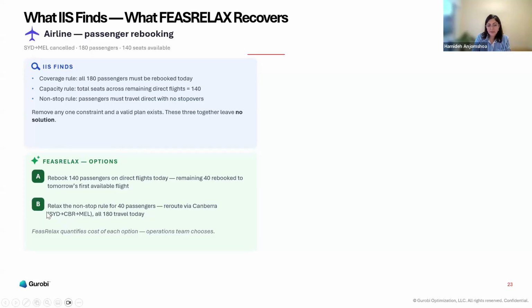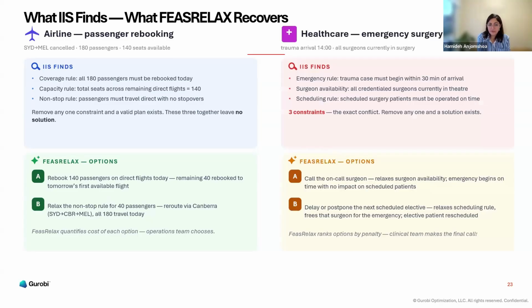The second option is that you had the non-stop rules for 40 passengers, and we can reroute them, for example, through Canberra. The good thing with this one is that it allocates the cost associated with each of these options. It can come back and link the cost to each of them. This is a good thing for the stakeholders, who can look at it, validate those numbers, and see which one matters in the airline industry.